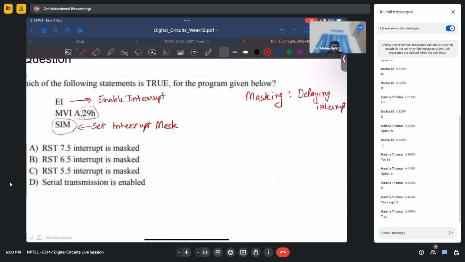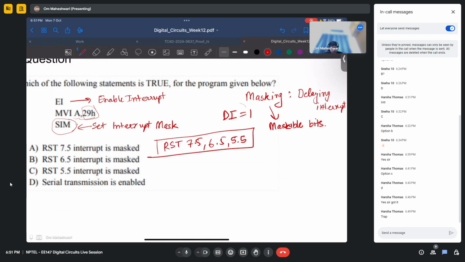So to delay the interrupt, you can do a few things, right? First is use DI equals to 1. If DI equals 1, whatever interrupt comes, your program will ignore it. Another thing is some maskable bits. All RST 7.5, 6.5, 5.5 have an additional set of maskable bits. By setting them to 1 or 0, we can mask or unmask them.